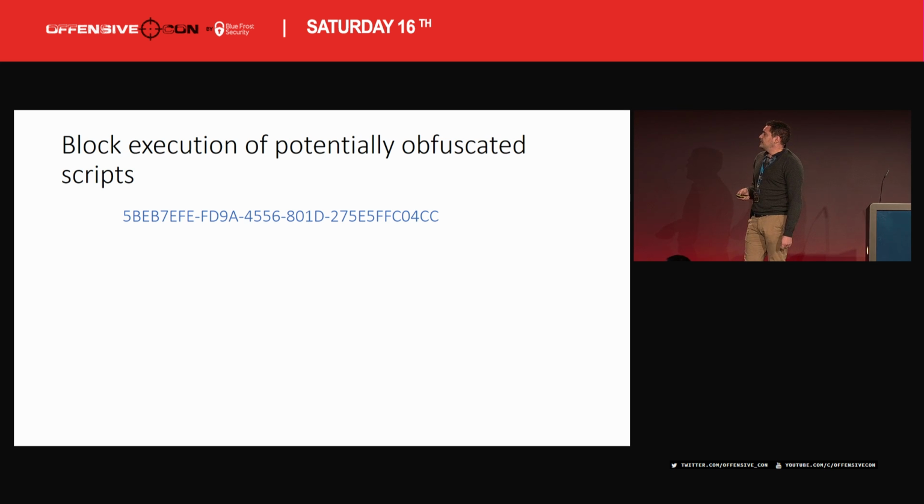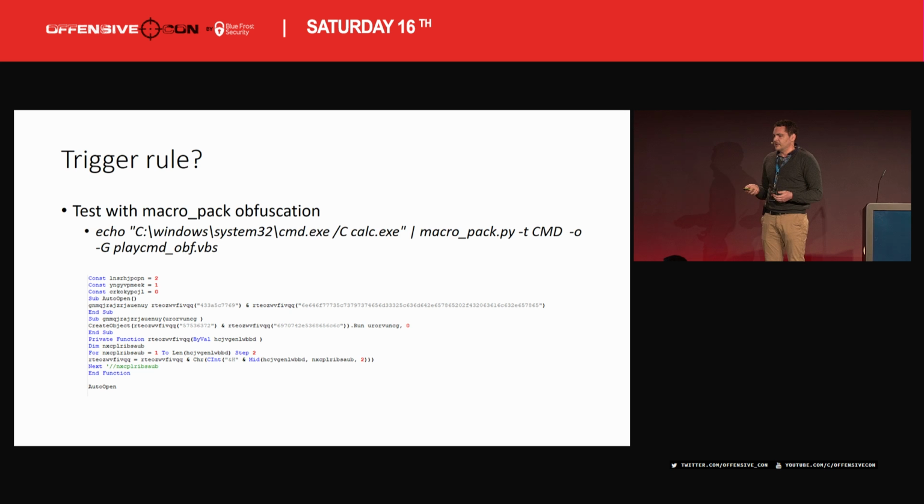Block execution of potentially obfuscated scripts. This, again, could be huge. I mean, you could prevent any obfuscated PowerShell, VBScript, JavaScript. And the problem is this rule is broken. It's really broken. I never managed to trigger it.